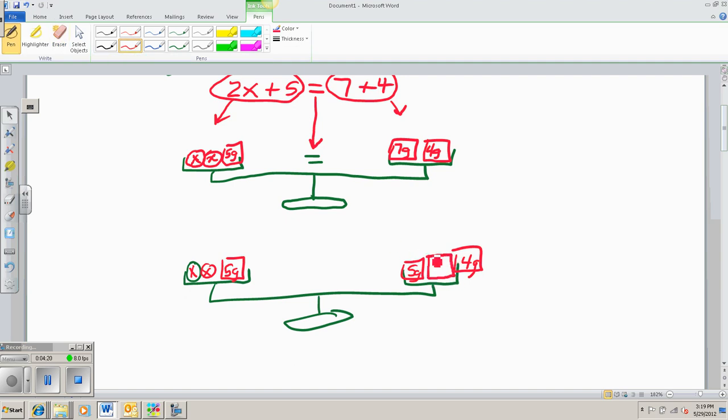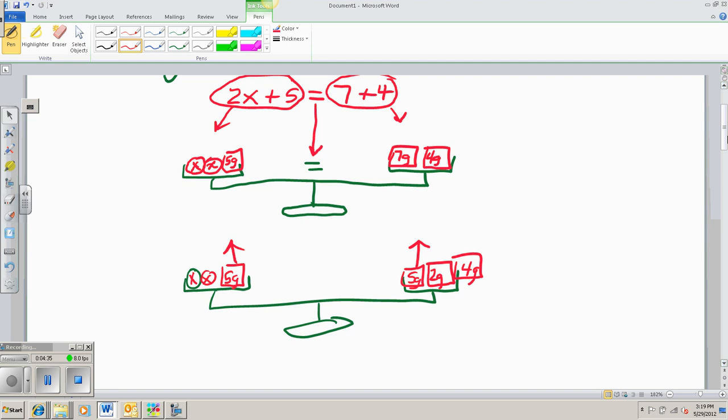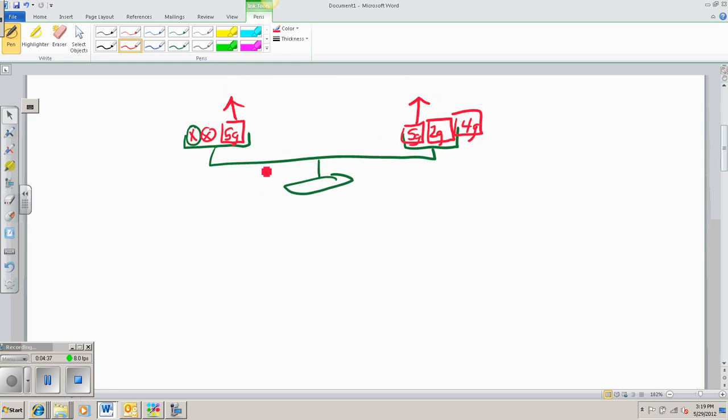That's my 2 grams. Right? You agree that this would still be balanced. But now I can eliminate this. Take it off. And if I do that to this side, it should still remain balanced, because I've taken away the same amount of weight from each side. So now I'm left with a much simpler equation.